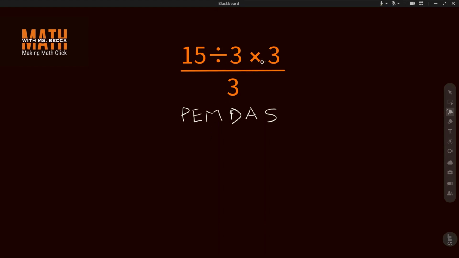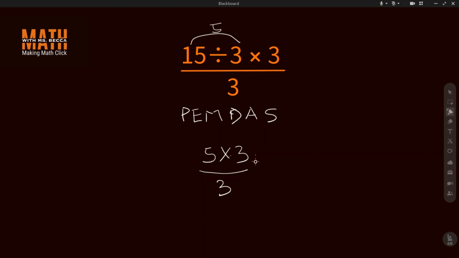So now solving this, that means we have to divide 15 by 3 before we multiply. So 15 divided by 3 will give 5. This will become 5 times 3 over 3. Then, now we can multiply. 5 times 3 will give 15.